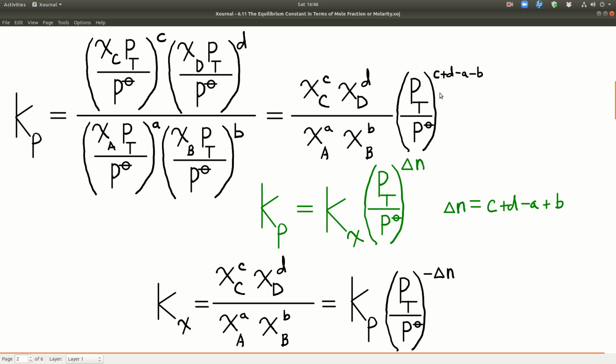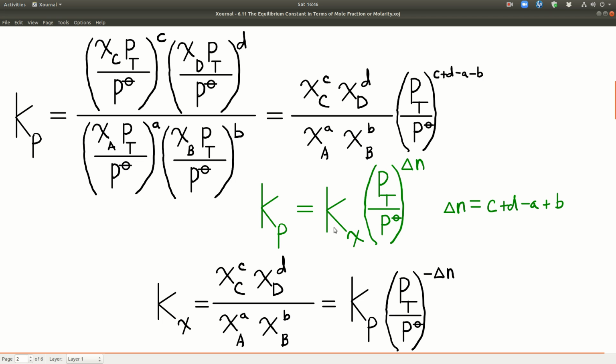Raised to the power of this is just c plus d minus a minus b, right? We're going to call this delta n. It's the difference in the moles of the gaseous products and the gaseous reactants, products minus reactants. We're going to call that delta n, like I said. So that means we can write Kp as equal to K mole fraction times the total pressure over the standard pressure to the delta n, where K mole fraction is just the mole fraction of C to the c, D to the d, etc.